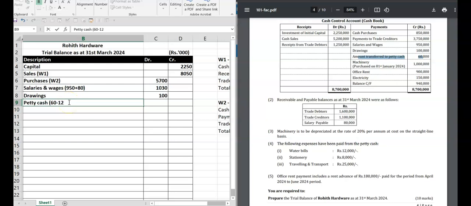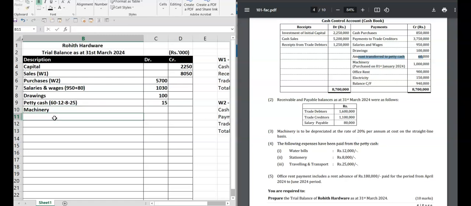So 12 minus 8 minus 25. So you have to minus this. Then what is the petty cash balance? Now you can see here 60 minus 12 minus 8 minus 25. You have 15,000 remaining in your petty cash. So your petty cash balance will be 15,000. So that's it. Then go to the machinery account.